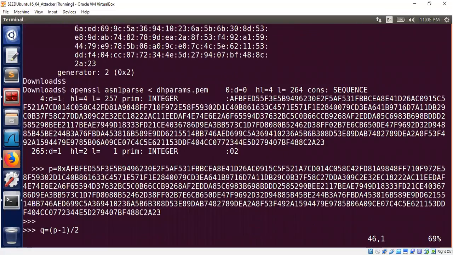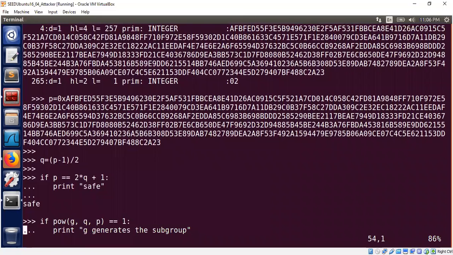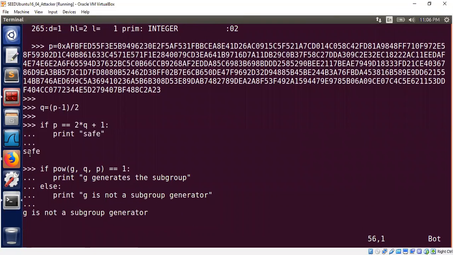So what I'm going to show you today is, here is my prime P, which I got from OpenSSL, and it does satisfy the safe condition. As you can see, it does print safe.